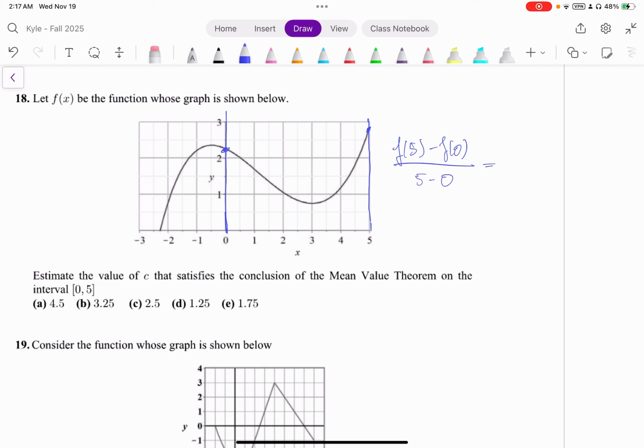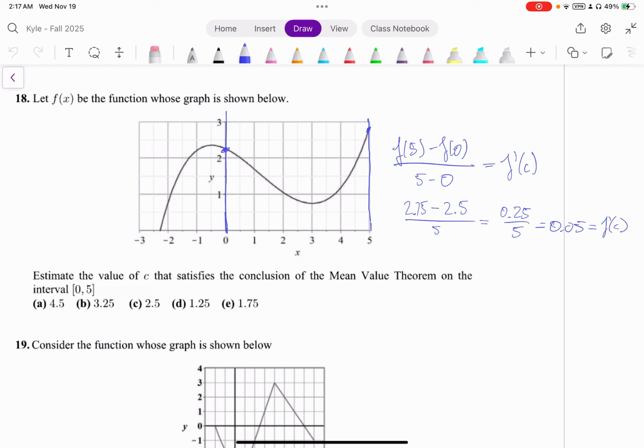This is the conclusion of the mean value theorem: the average slope equals f prime at c for some value c. So f of 5 is approximately 2.6. f of 0 is approximately, oh no, not 2.6, maybe like 2.8 or so. So the difference is approximately 0.25 divided by 5. So maybe let's say 2.75 for good measure, so we have divisibility by 5. So this is now 0.25 over 5, so it's equal to 0.05, which is f prime at c.